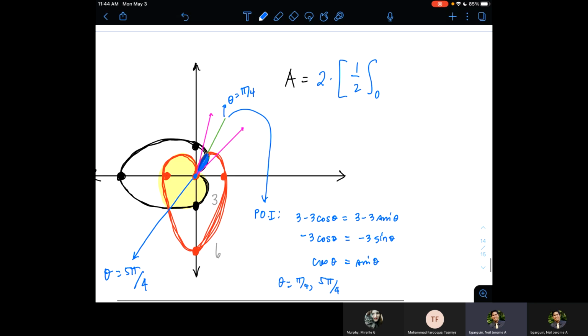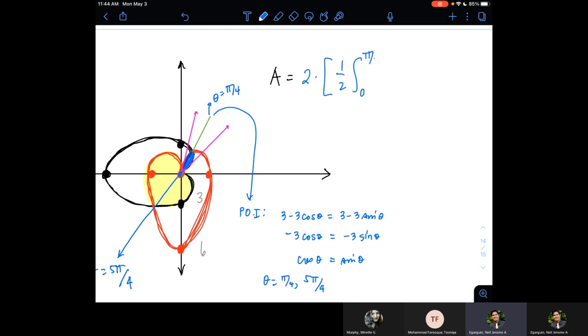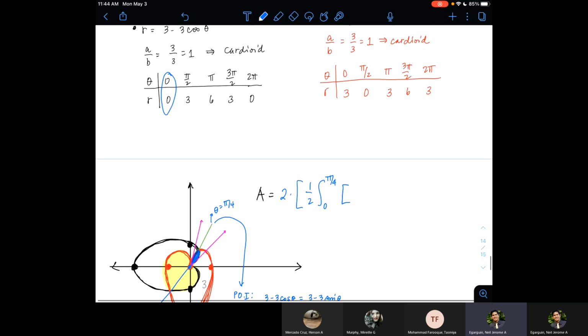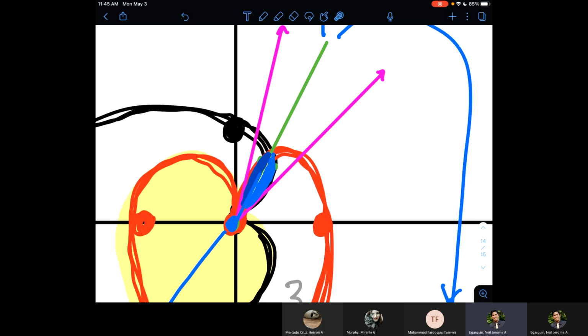So now I know that the first integral will be from 0 to pi over 4. And again, as we have noted, the radius here is determined by the black curve, which is 3 minus 3 cosine theta, quantity squared. There's no inner radius because the radius always starts at the pole, theta equals 0. And so that would be our first part. And again, I simply multiplied it by 2 because, zooming in, the light blue portion has equal area to the dark blue portion.